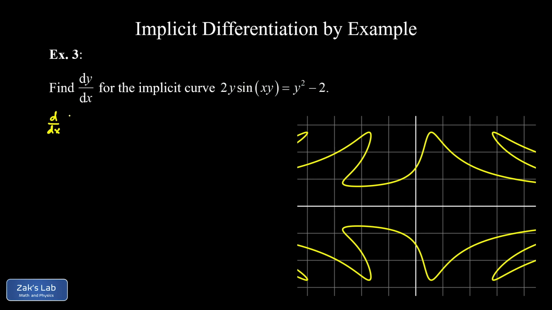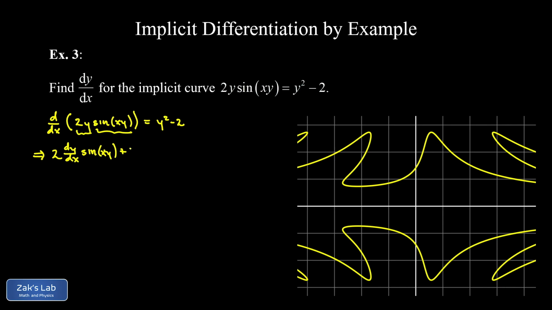So as you can probably guess, the strategy here is to take the x derivative on the left and right hand side. And on the left hand side, that's a product of two functions. So I'm going to view it as the product of 2y and sine xy. So I apply the product rule to this and I differentiate the first function with respect to x. That gives me 2 dy/dx. And we leave the second function alone for this first term.